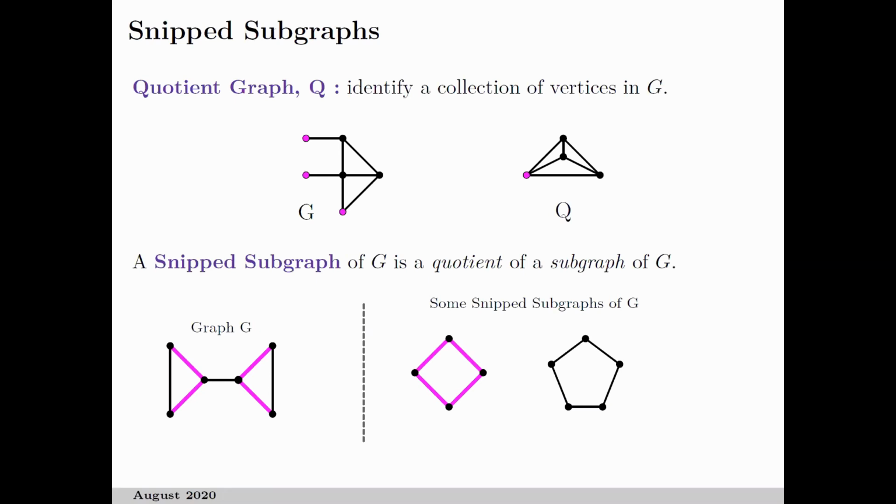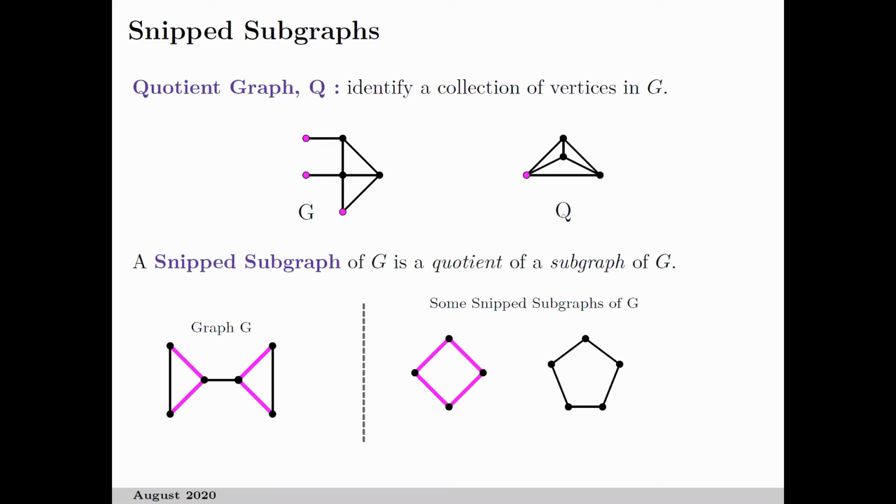Snipped subgraphs have been an important tool for studying graphs which do not dissipate. First, a quotient graph is created by gluing together vertices in a graph. In G on the left, the pink vertices have been glued together to give Q on the right. In this operation, we delete edges as needed so our graph remains simple. A snipped subgraph is a quotient of a subgraph.